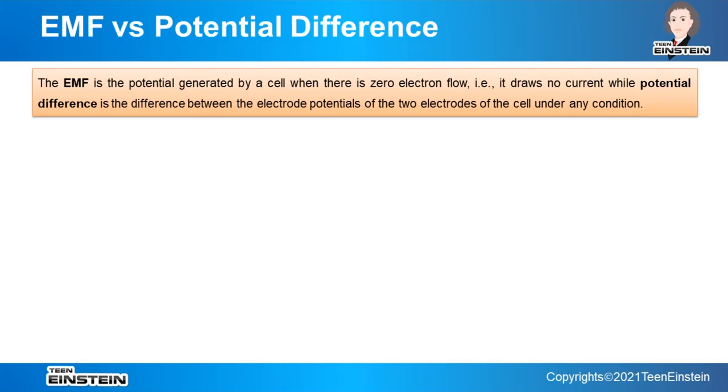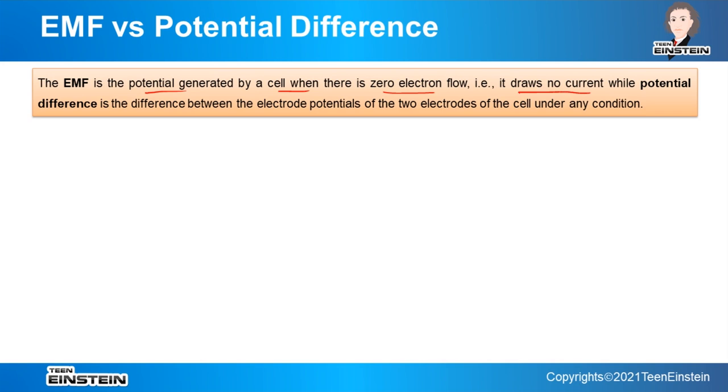EMF versus potential difference. So what is EMF? It is electromotive force. It is the potential which is generated by a cell when there is no current flow. That means there is no electron flow, so there will be no current, and it draws no current.